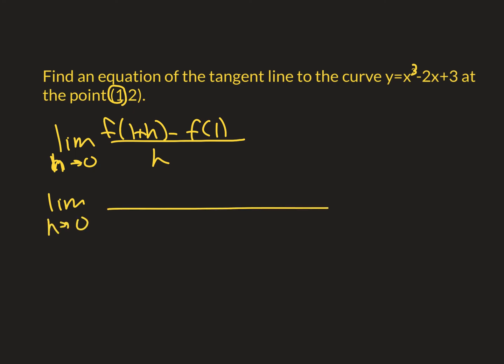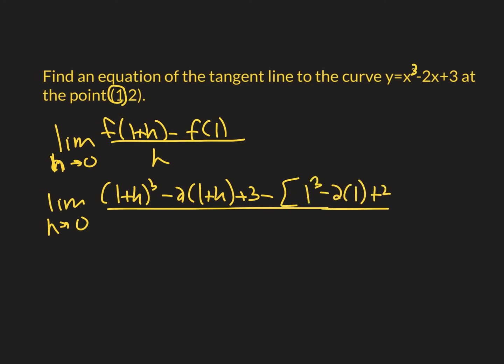So I'm plugging 1 plus h in for all the x's first. So I'm going 1 plus h cubed minus 2 times 1 plus h plus 3. And then I'm going to plug 1 in everywhere. It'd be 1 cubed minus 2 times 1 plus 3, over h. Now, all I did in that step is I took that 1 plus h, plugged it in, took the 1, plugged it in. That's what all that stuff is. Now, your job, if you choose to accept it, is to work all that stuff out.